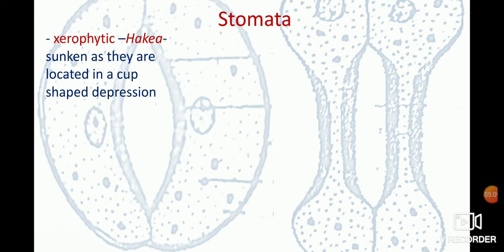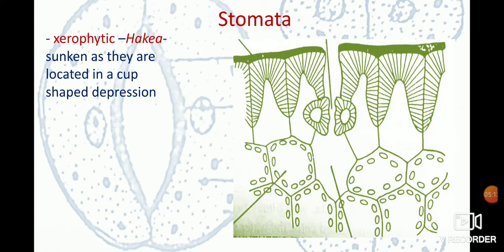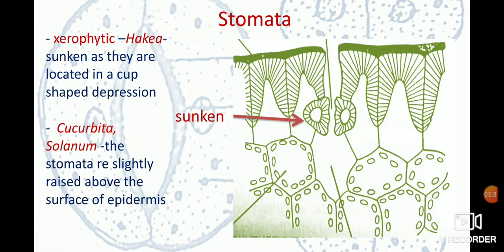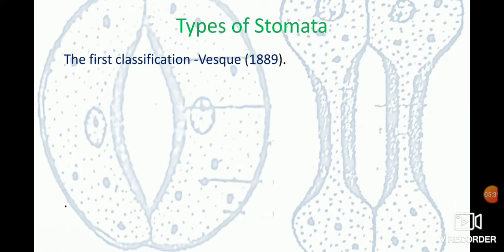Whereas in xerophytic plants like Hakea, the stomata are present a little deep inside the epidermal layer. Such type of stomata are called sunken stomata. So sunken stomata is a characteristic feature of most of the xerophytic plants. In some plants like Cucurbita and Solanum, the stomata are slightly raised above the surface of the leaves.